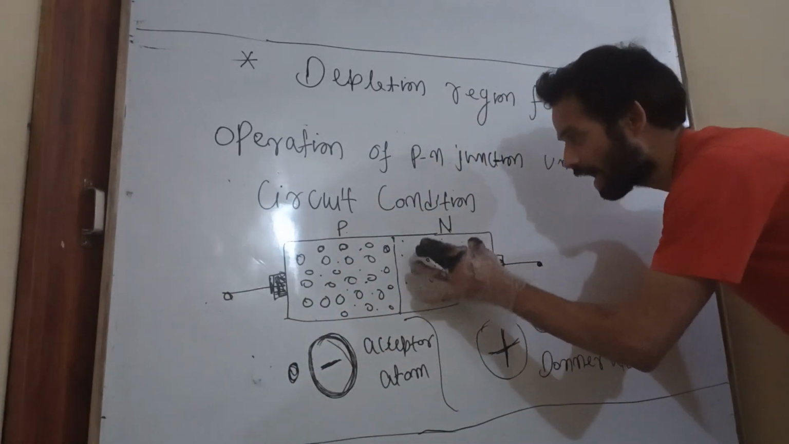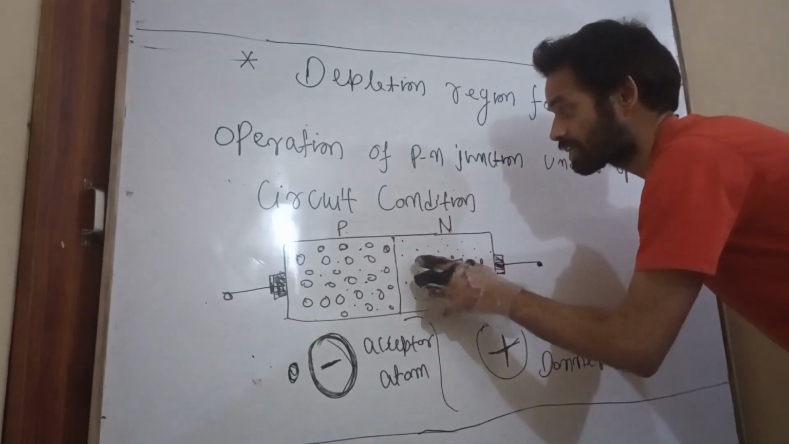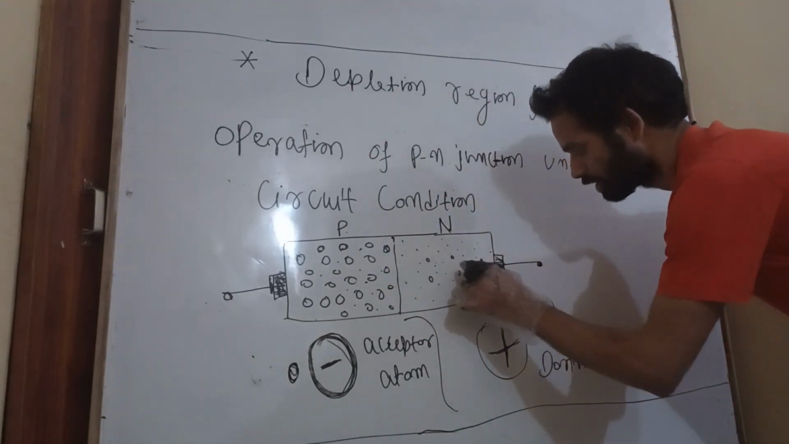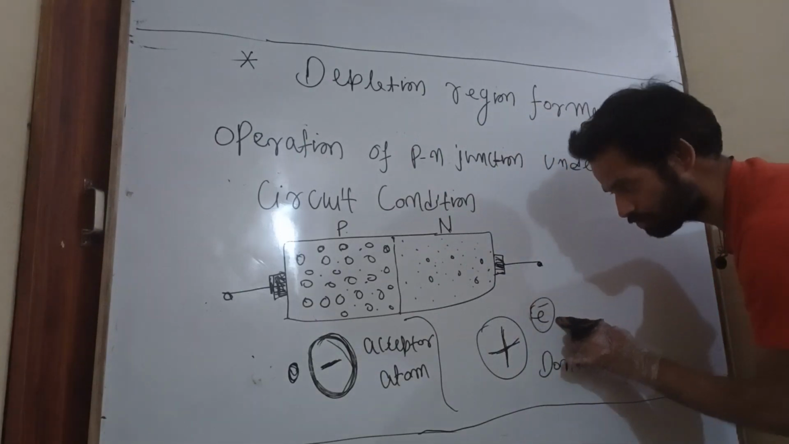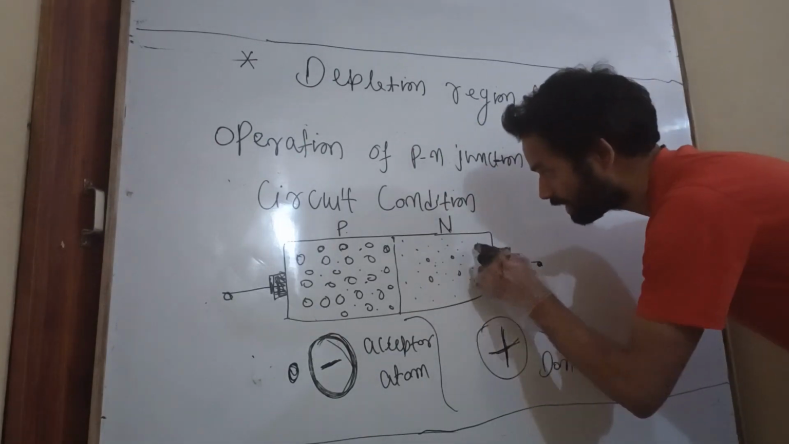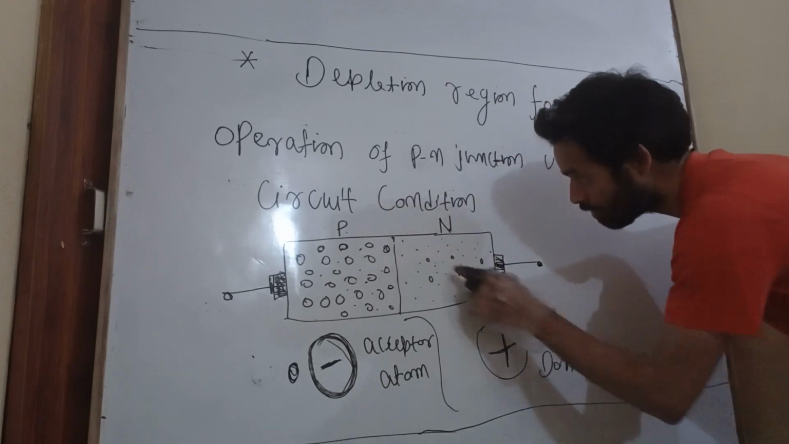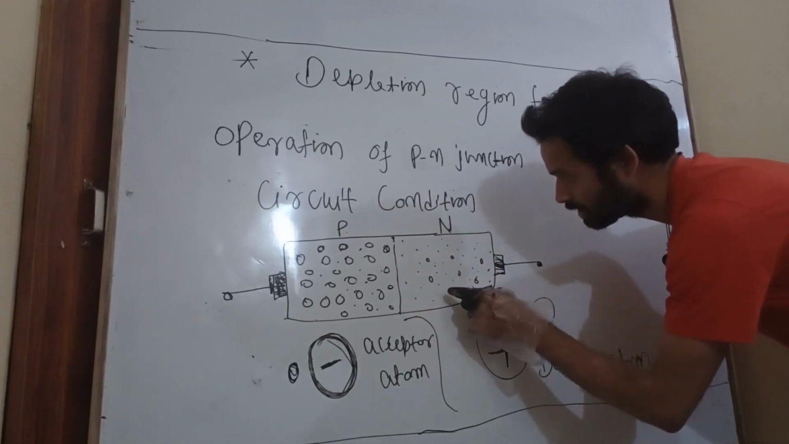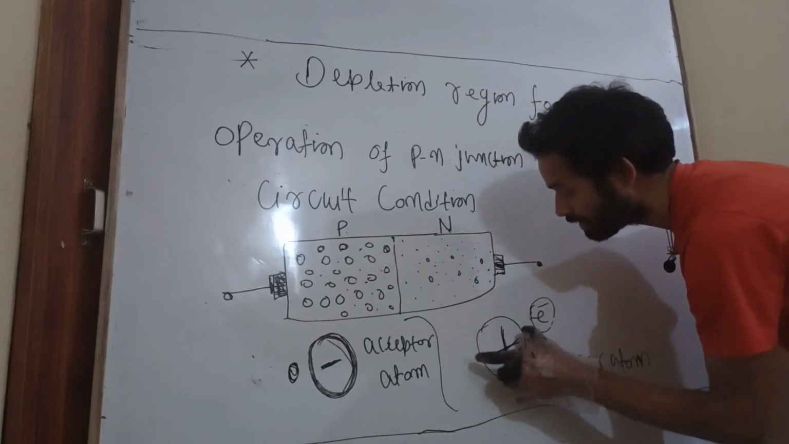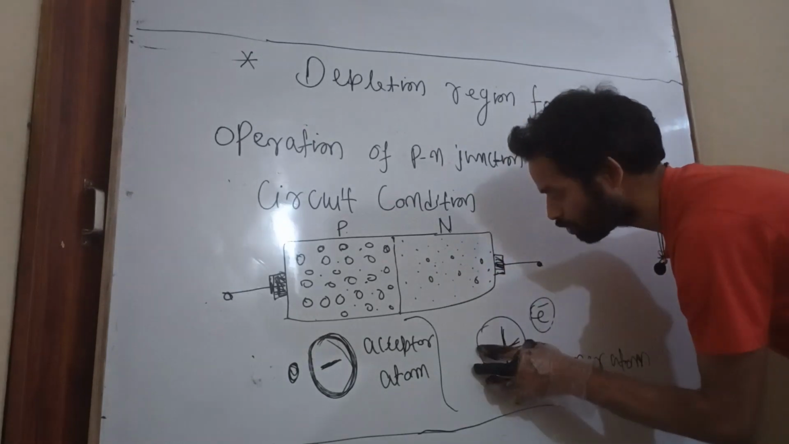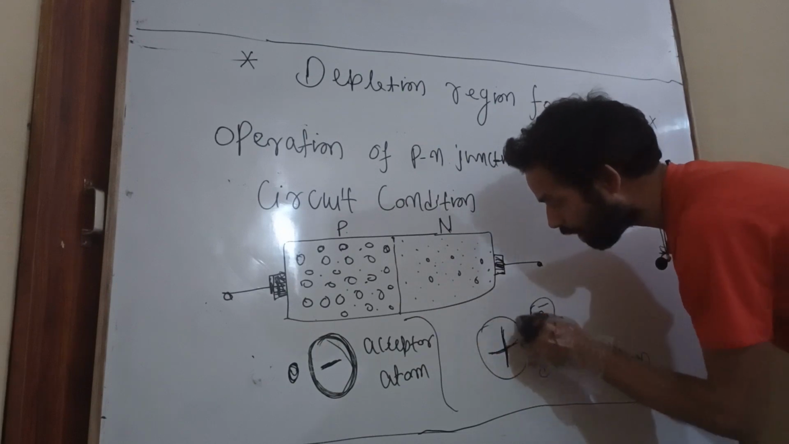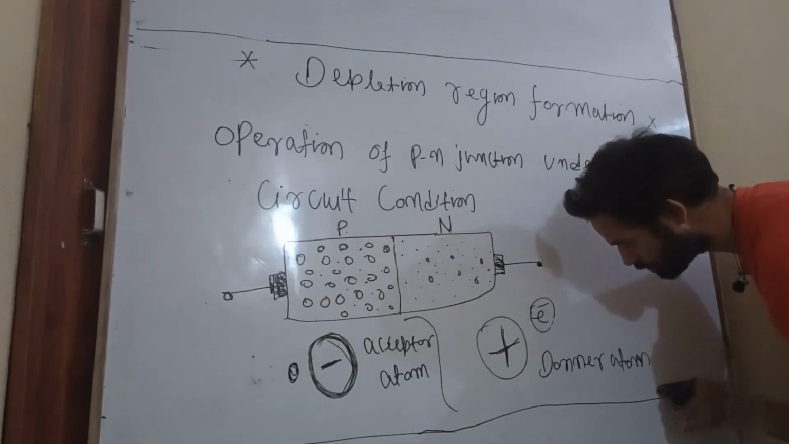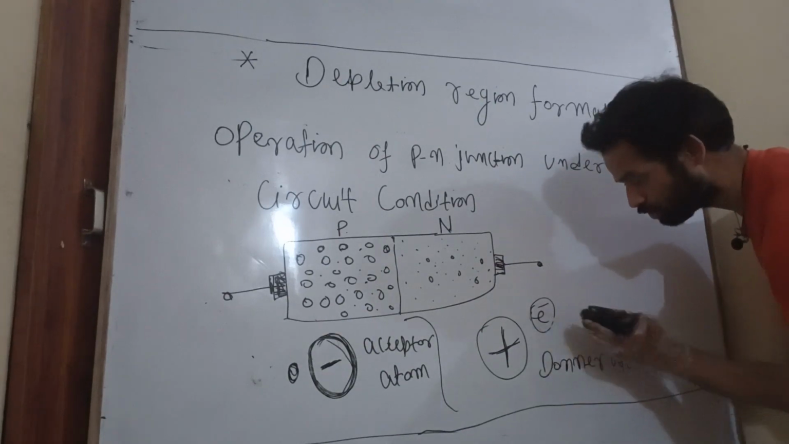Similarly, on the n side the majority charge carrier is the electron. Every electron has negative charge. Every electron is neutralized by an equal amount of bound positive charge associated with a donor atom.